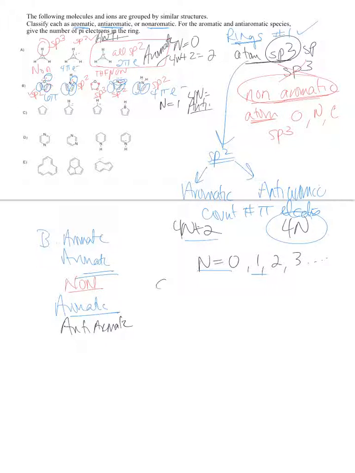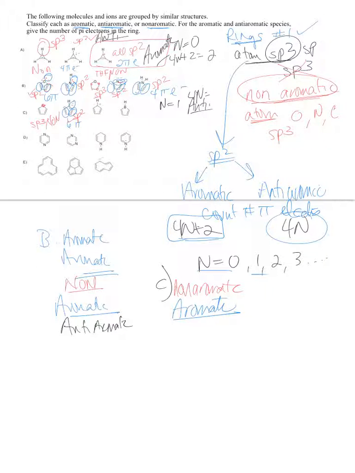Okay, let's go on to C. C, you can see right here, that center is an sp3. So that's going to be non-aromatic for the first one. Okay, the next one, every atom is sp2. Okay, so they're all sp2. And now we count the pi electrons. 1, 2, 3, 4, 5, 6. 6 pi. So the 6 pi makes that aromatic. Okay, because it's the 4n plus 2.